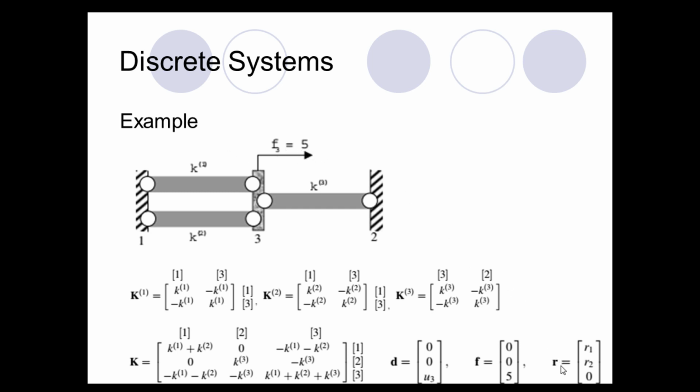Now let's look at the reaction forces R. It is R1 and R2 at node 1 and node 2. So these are the values.